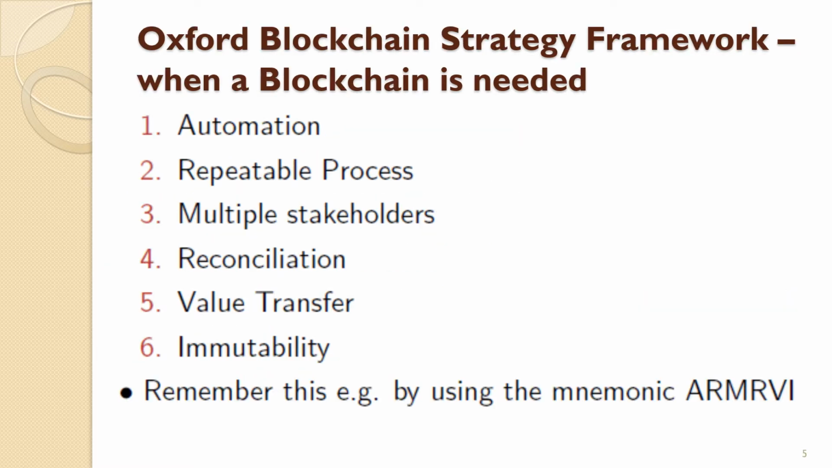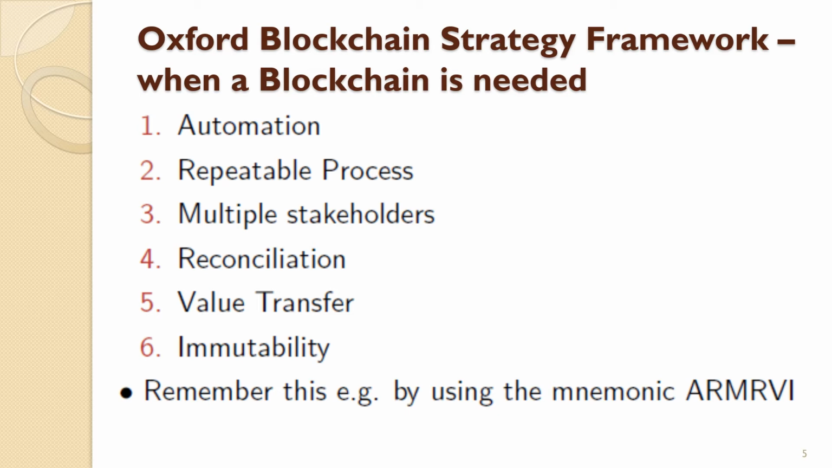So this Oxford Blockchain Strategy Framework sets out a list, in almost quantitative terms, of when a blockchain solution may be needed for a given problem. There are 6 conditions that have to be satisfied in order for this to be the case. The first one is automation, so there should be a certain amount of the problem that can be readily automated or performed by a robot essentially. It has to involve a repeatable process and indeed multiple stakeholders. In both cases, essentially the thing happens sufficiently many times for it to be worthwhile to set up a blockchain solution to the problem.